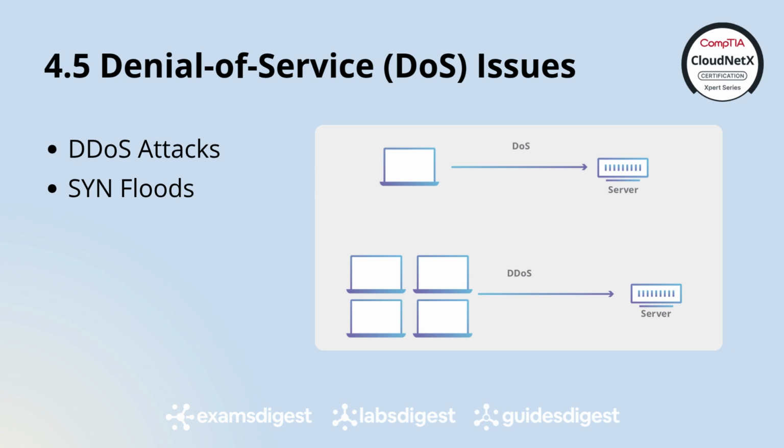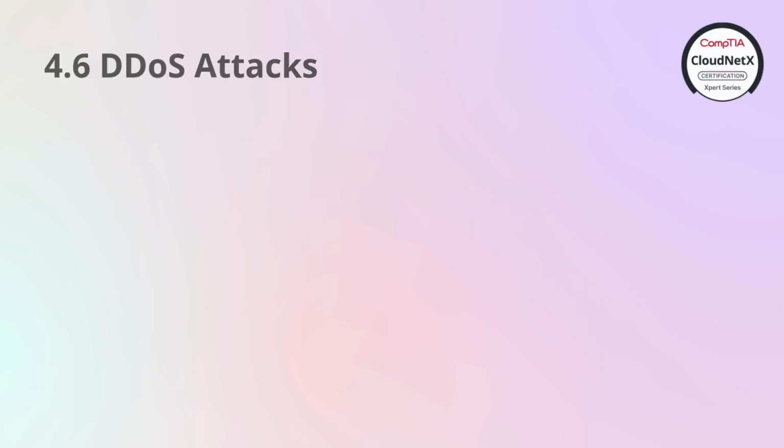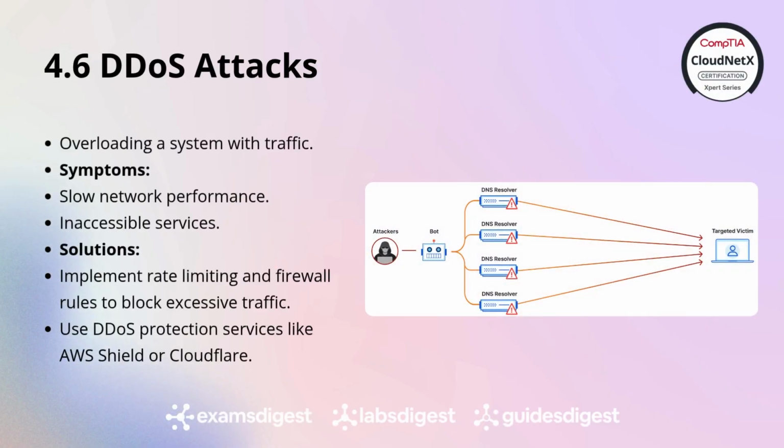Next, we have denial of service attacks, which can disrupt network availability by overwhelming systems with excessive requests. The two most common types are DDoS attacks and SYN floods. A DDoS attack occurs when multiple compromised systems flood a target with traffic, exhausting its bandwidth or resources. Symptoms include slow network performance, increased latency, and services becoming unreachable.